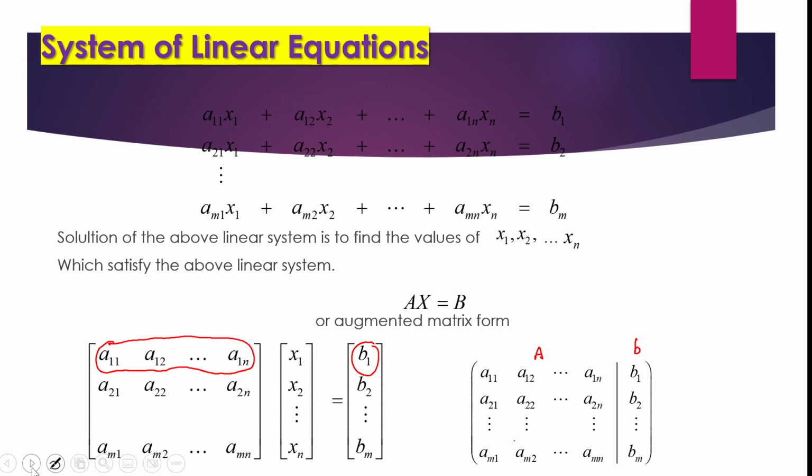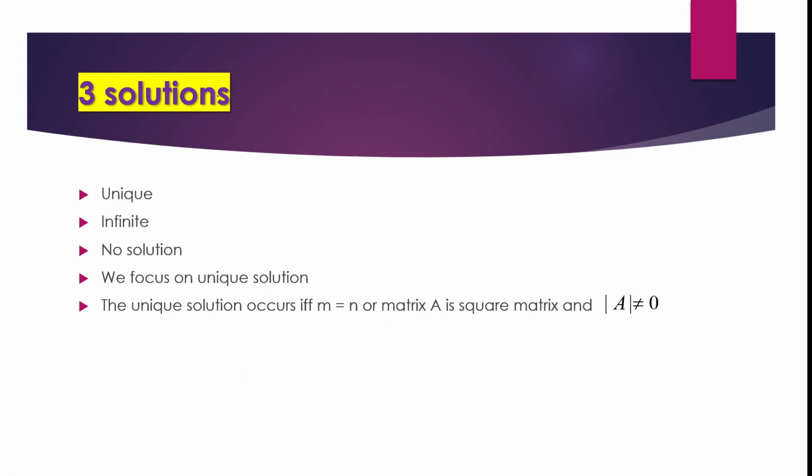Then we have three methods that we are going to solve today: the Gauss elimination method, the Thomas algorithm, and the Gauss-Seidel iterative method. For a system of linear equations, the solution is either a unique solution, meaning only one solution, or infinitely many solutions, or no solution at all. We'll focus on the first case only, which is the unique solution. The unique solution occurs if matrix A is a square matrix and the determinant of A is not equal to 0.